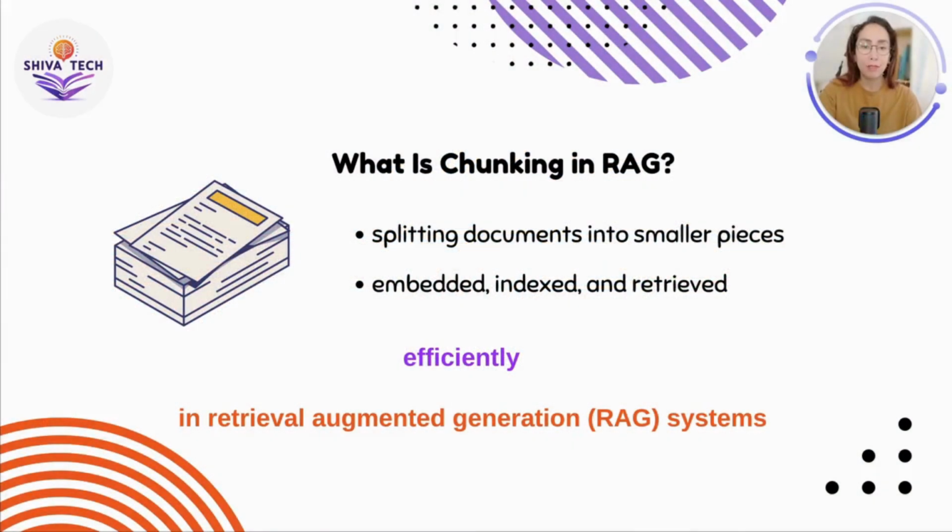RAG system. I already covered the embedding in the previous video, but now we're going to talk about chunking. But what is chunking in a RAG system? Chunking literally means splitting the documents into smaller pieces so that they can be embedded, indexed, and retrieved by your LLM models in your database. It impacts the efficiency of your RAG system because at the end you see the result in the quality of the retrieval.